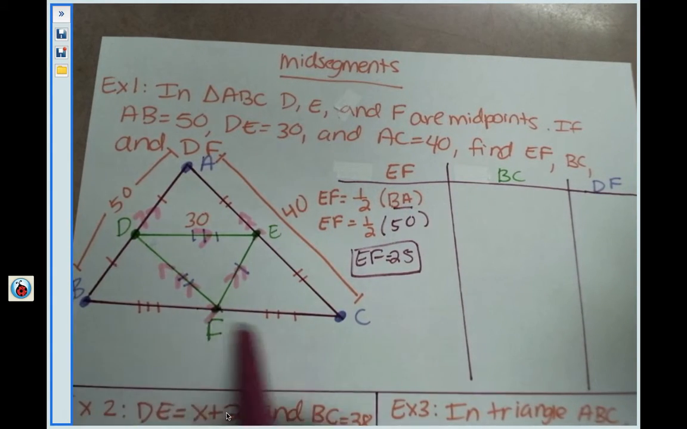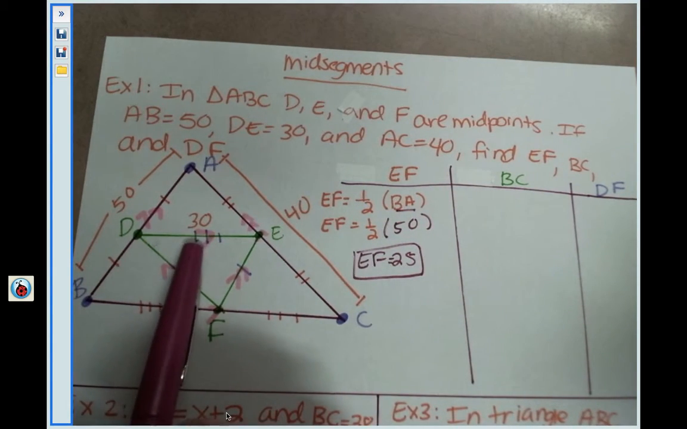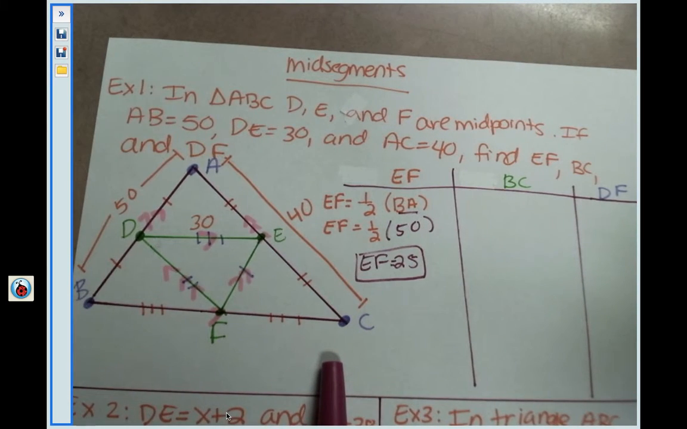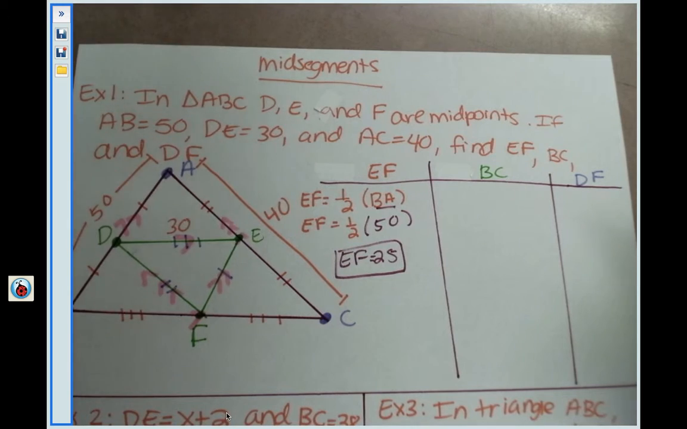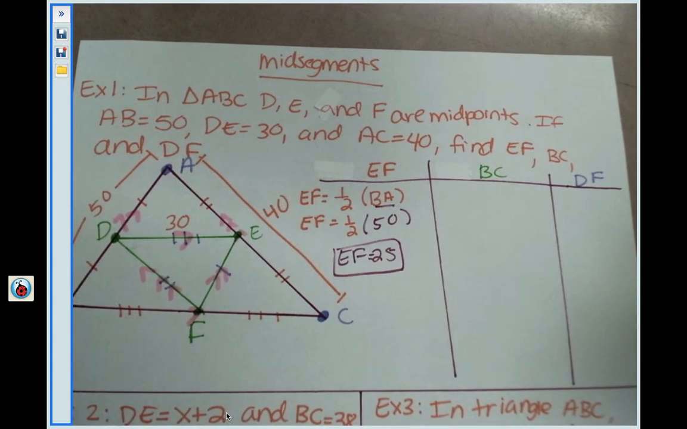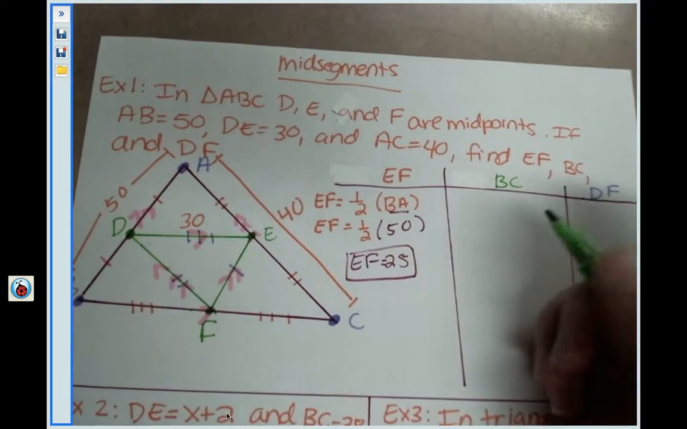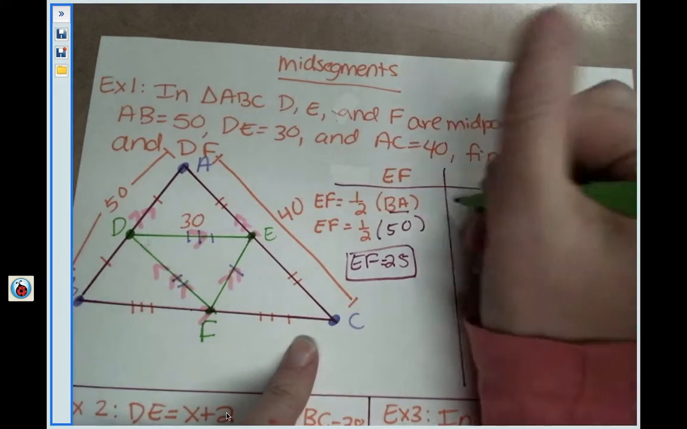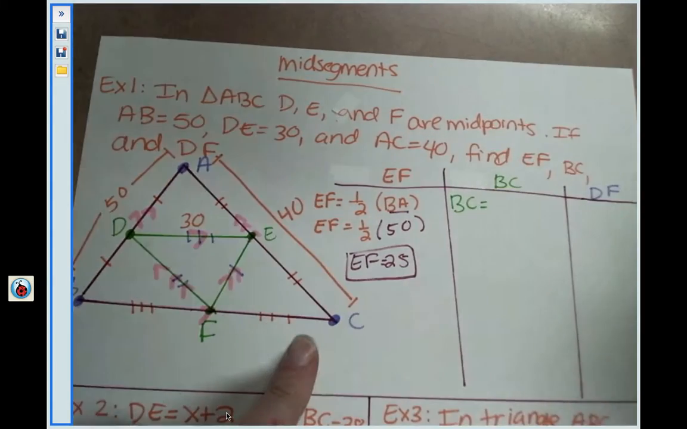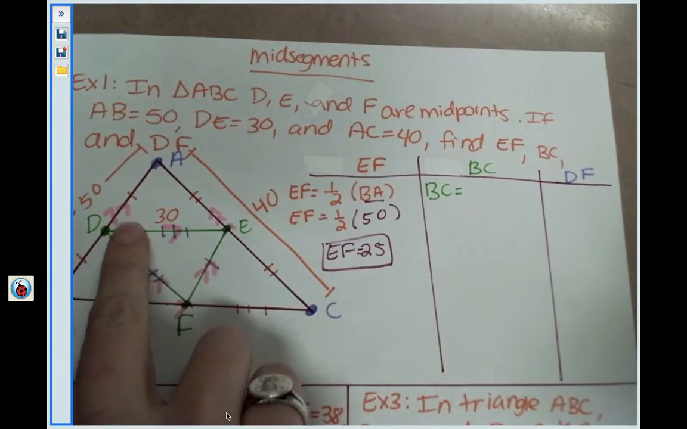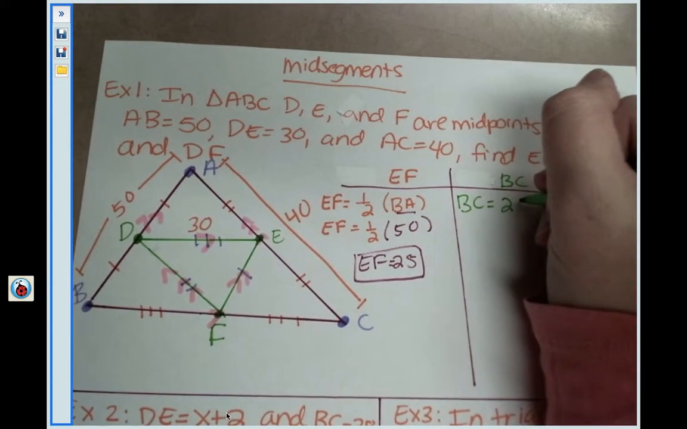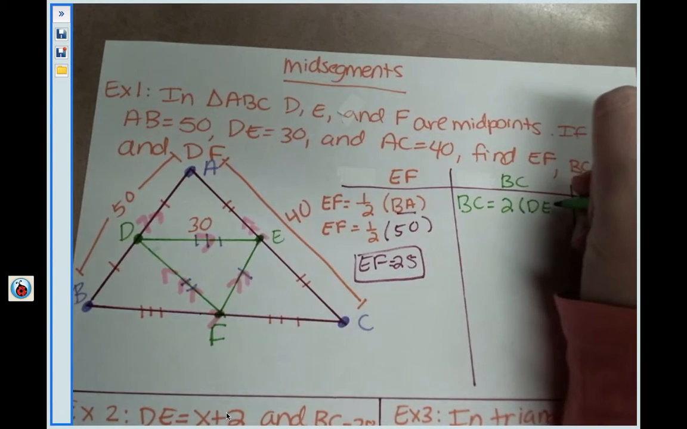So how would I solve for BC? What do you do to DE to get to BC? You would double it. All right, so I'm going to set up my equation. Since I'm solving for BC, I'm going to make my equation equal to that. BC equals the midsegment doubled. So I'm going to say 2 times DE.